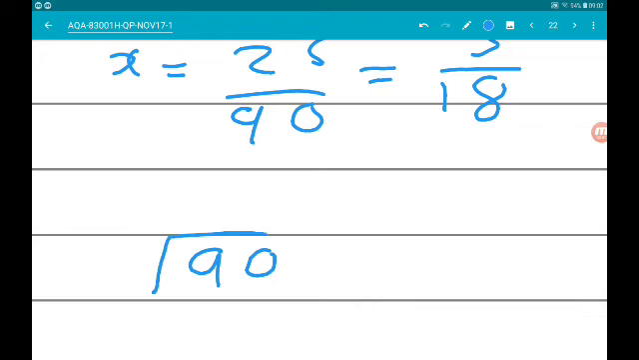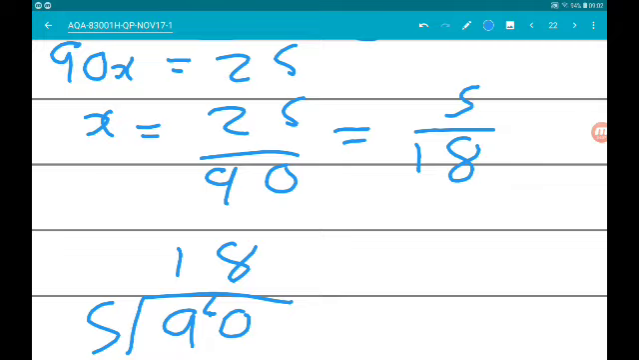90 divided by 5. 5 into 9 goes once. Remainder 4. 5 into 40 goes 8 times. Cool. So our answer is 5/18.